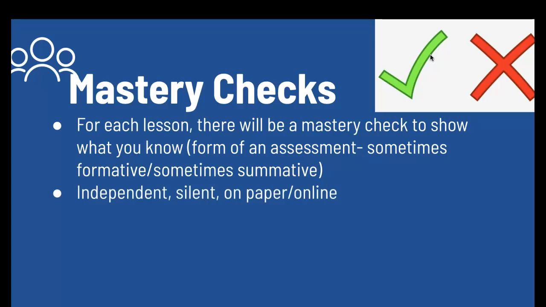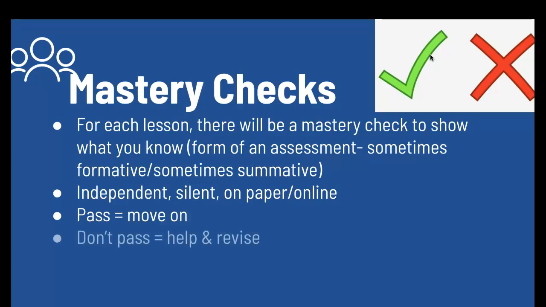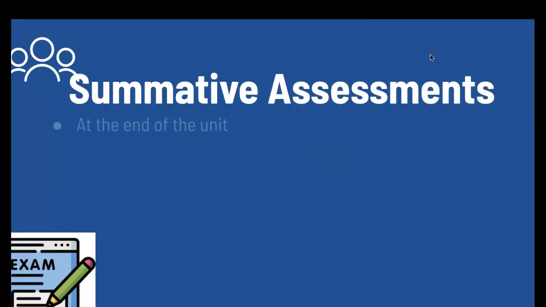You do them on your own, quietly, at your desk, on paper. Sometimes they'll be online. Sometimes you'll just come and get one from me. If you've shown mastery, you're ready to move on to the next one. If not, you have to redo something on it to show me that you understand it, or clarify what you meant when you wrote something and it didn't show me clearly what you meant, and then you can move on.